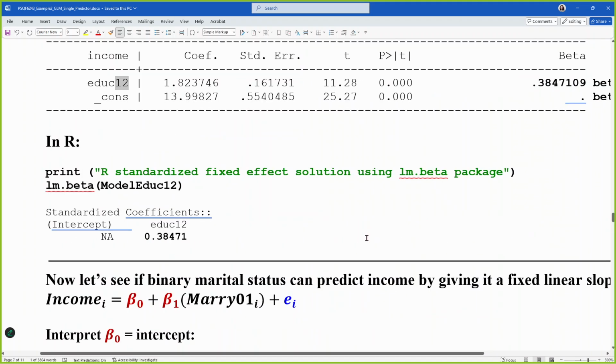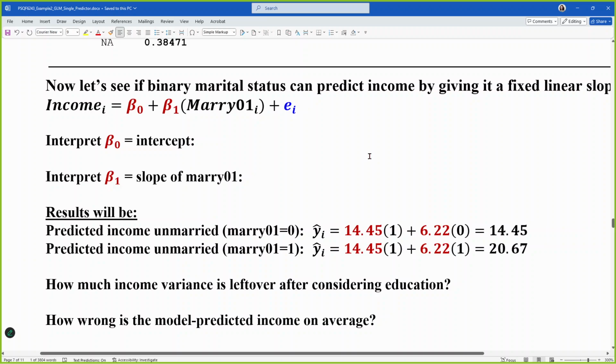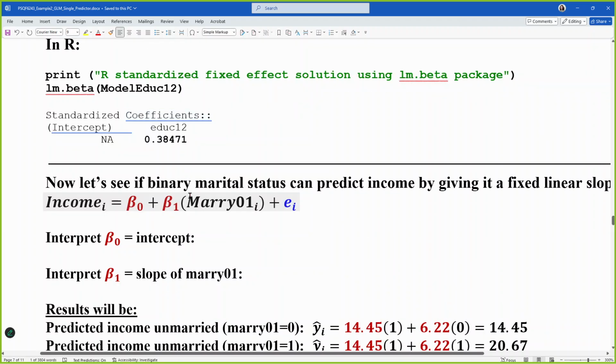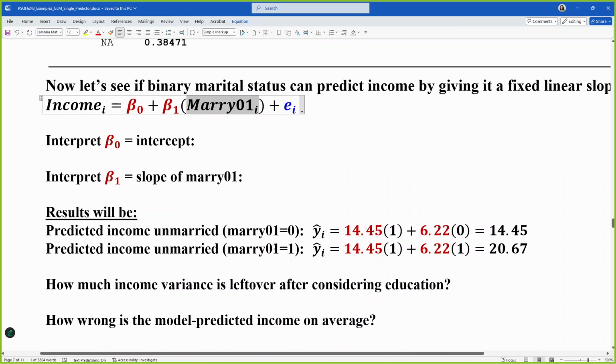Yeah, no. But guess what? The same technology can be used to examine binary predictors. So welcome to what other folks would call a 2-sample t-test or an independent samples t-test that I still call a general linear model. So Mary 01 here, that's my next variable. That refers to a variable in which unmarried people are coded as 0, married people are coded as 1.